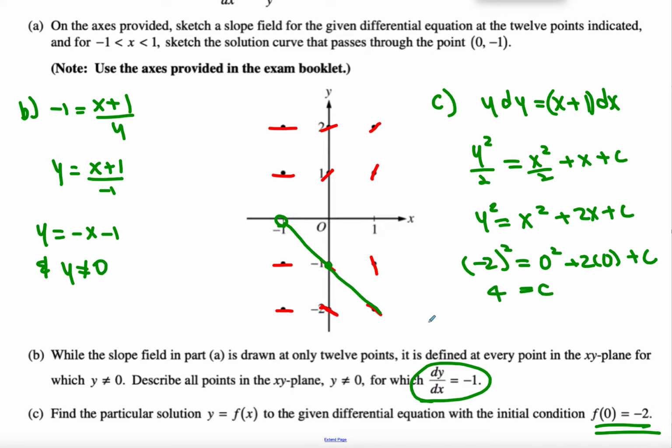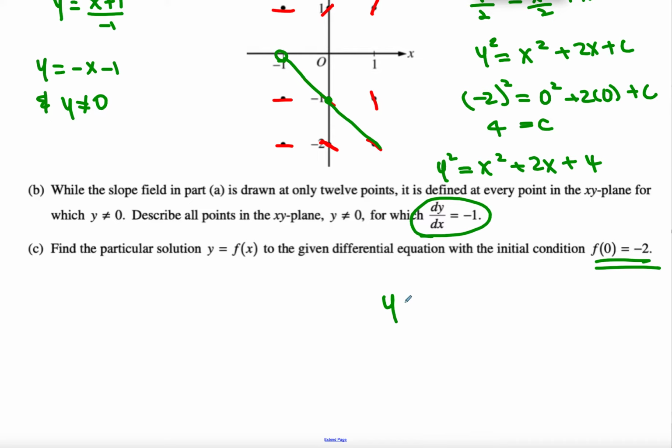Then what is our answer? y squared should be equal to x squared plus 2x plus 4. But in order for you to solve for y by itself, because that's what they want you to do, I'm going to go down here. y will be equal to plus or minus the square root of x squared plus 2x plus 4.